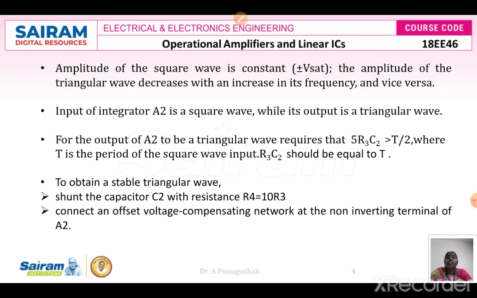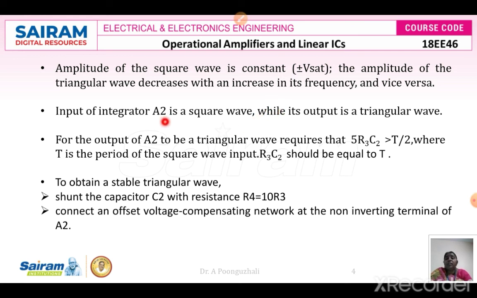So when I come to the amplitude of the square wave, the amplitude of the square wave is going to be constant. It is going to be at plus or minus Vsat. So the amplitude of the triangular wave will decrease with an increase in its frequency there. So in this case the ramp waveform, the amplitude of this triangular wave is going to decrease with an increase in the frequency and vice versa.